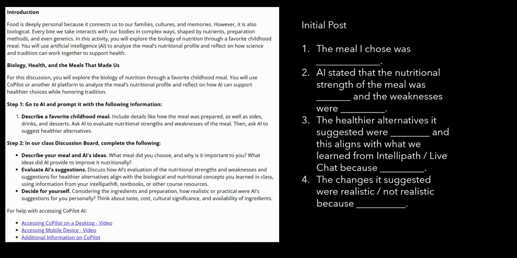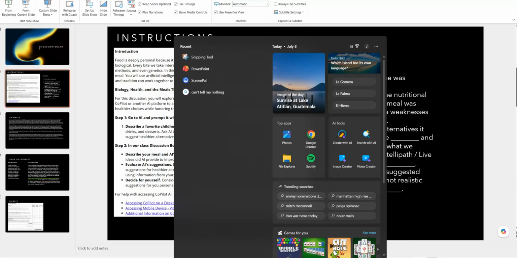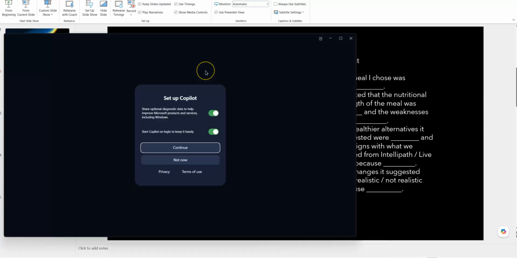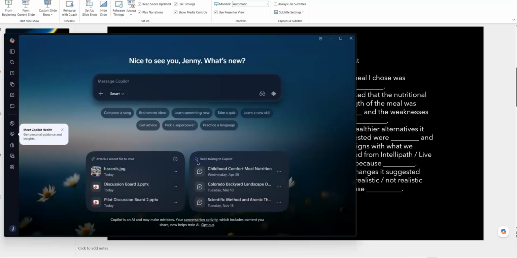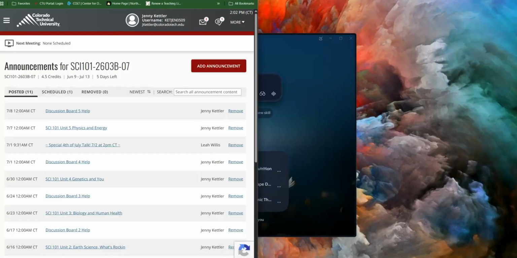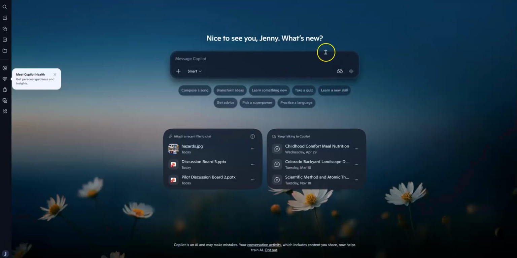Whoops, sorry about that. Let me go ahead and escape from my thing here. All right, so I'm using the... sorry, I'm trying to clear my screen out so you can see it. So this is the Copilot desktop version.